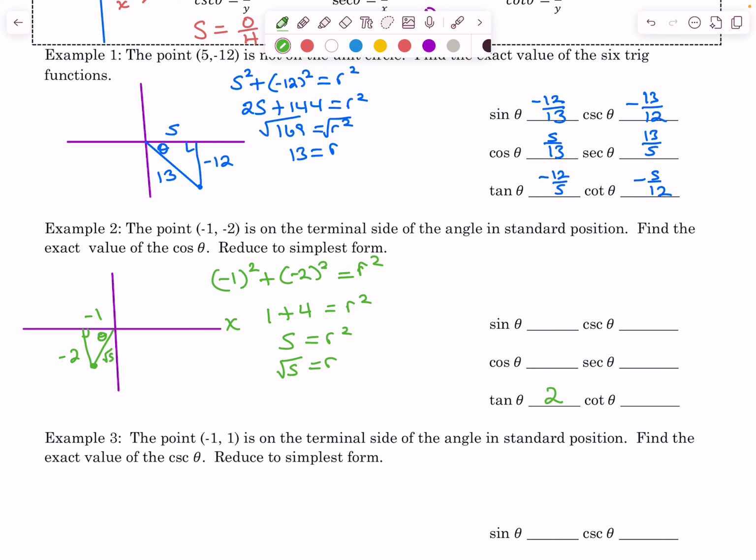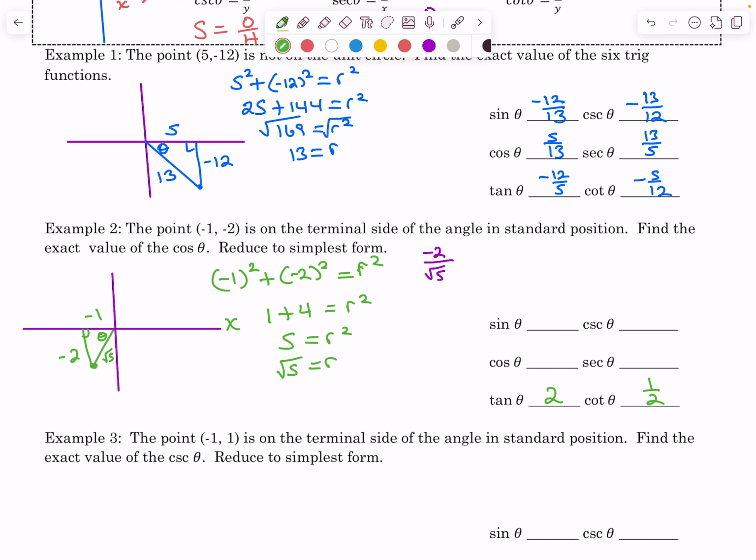And for cotangent, I have to do the reciprocal. That will be adjacent over opposite, so 1 over 2, or 1/2. So I did those two first because they don't involve any radicals. And now I'm going to work on the sine. And so to do the sine, I have to do opposite over hypotenuse. So that's going to be -2 over the square root of 5.